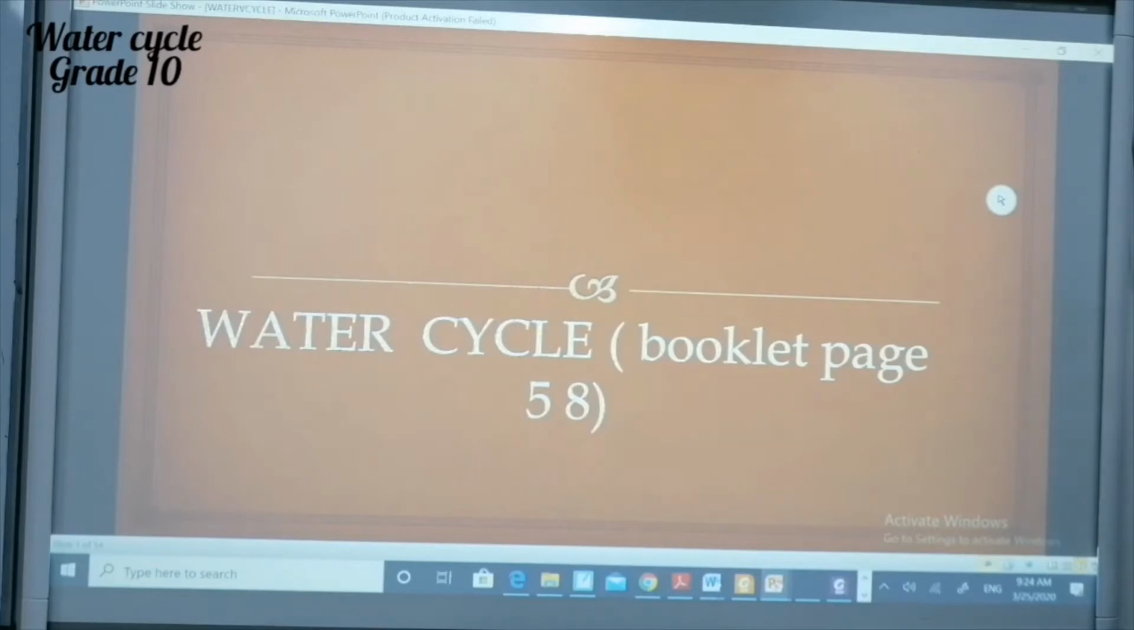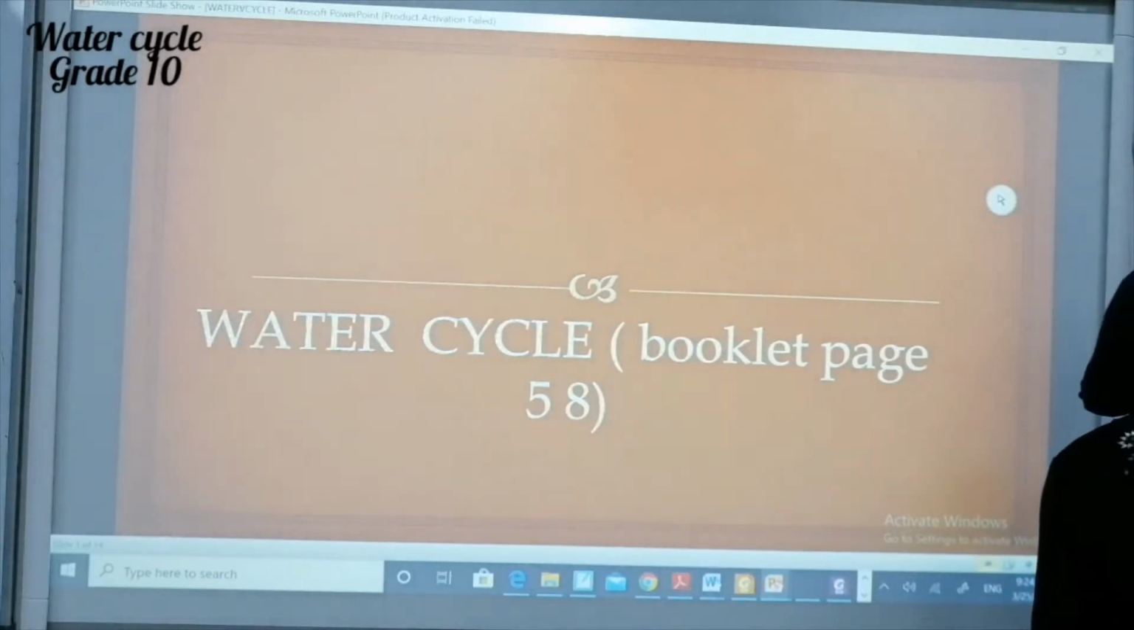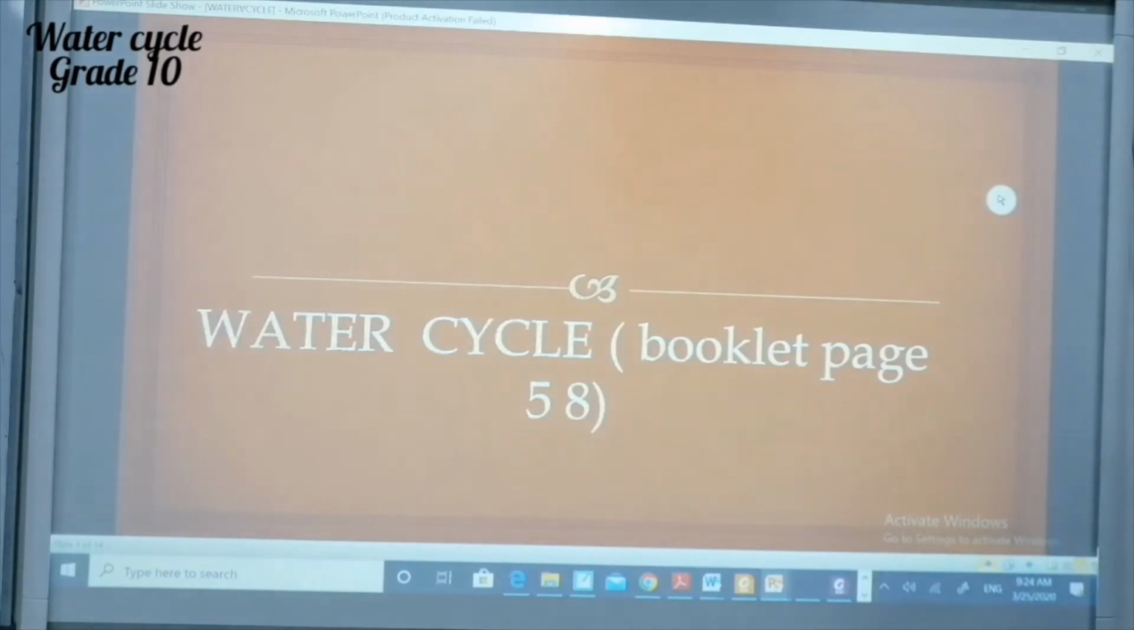And in the last class, we've been discussing the nutrient cycle. We talked about the carbon cycle. Okay, that was what we discussed in the last class. So today, we'll go to the next cycle, which is the water cycle.